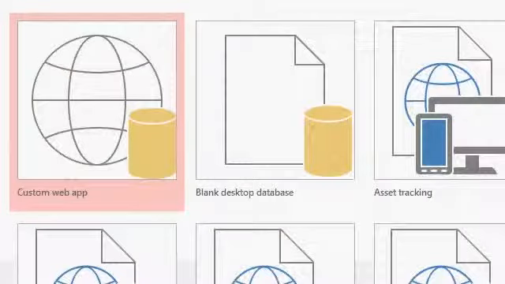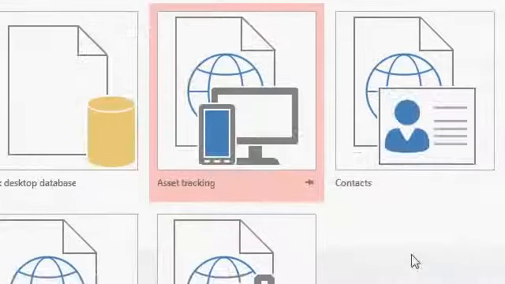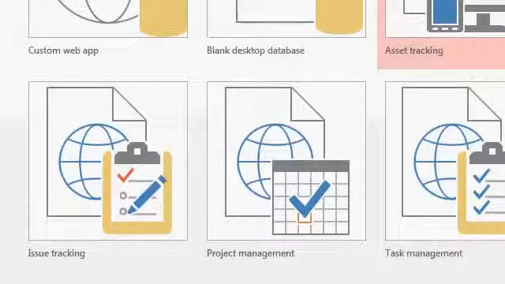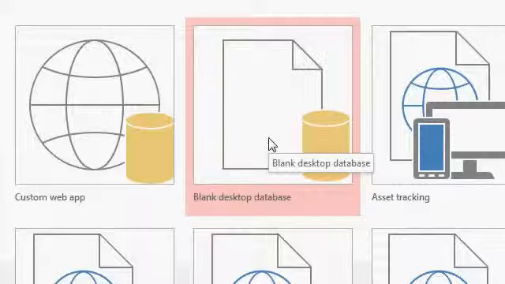Here you will see some options for creating a new database. There's Custom Web App, Blank Desktop Database, that's what we'll be using. Then you'll see there are some templates available for asset tracking, contacts, project management, and so on. The templates are pre-built databases that you can use to get started if you're in a hurry. But we're here today to learn how to build databases ourselves. So we're not going to start with a template. We're going to start with a blank desktop database. So go ahead now and click on Blank Desktop Database.